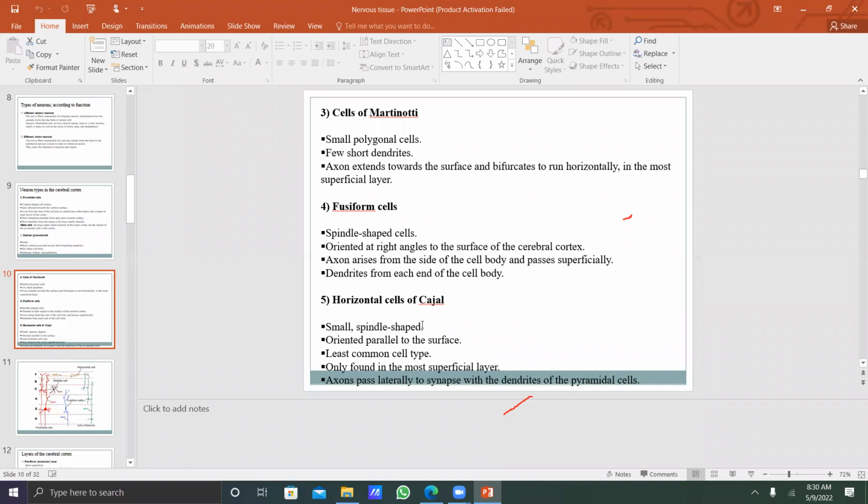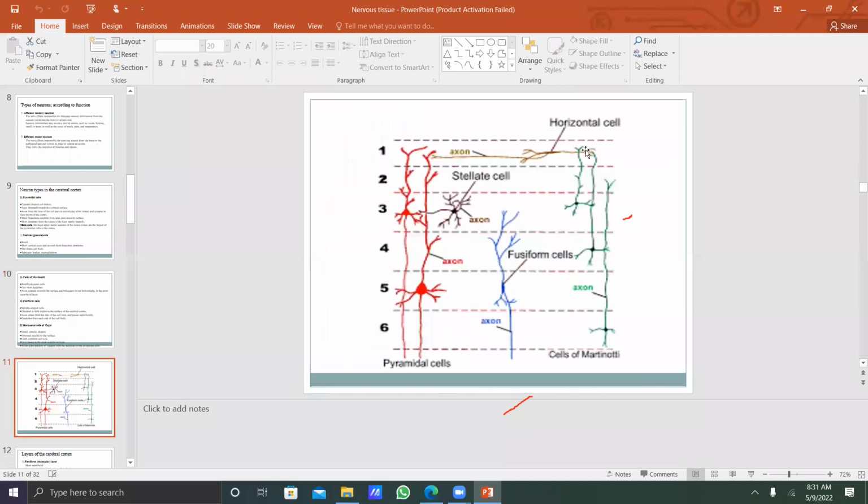The last cell type of the cerebral cortex is the horizontal cells of Cajal. These are small spindle-shaped cells only found in the most superficial layer of the cerebral cortex. They lie parallel to the surface and are the least common cell type. Their axon passes laterally. These are the horizontal cells and they are in the most superficial layer. Their axons pass horizontally and synapse with the dendrites of the pyramidal cells.